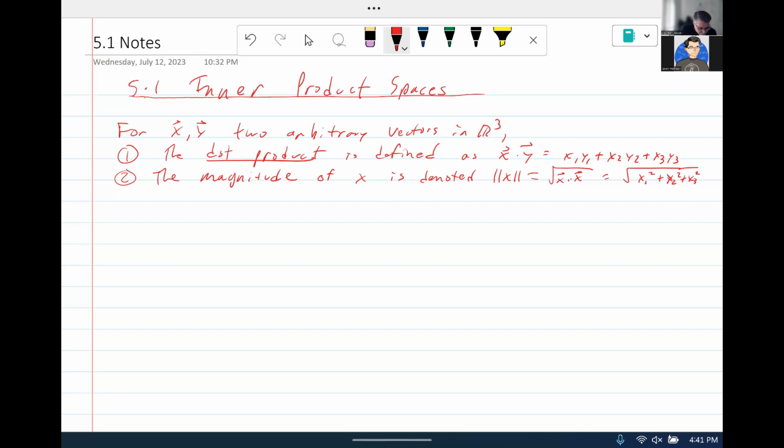Number 3. The cosine of theta, where theta is the angle between 2 vectors, is equal to x dot y over the magnitude of x times the magnitude of y. Once again, we should have seen this at some point.